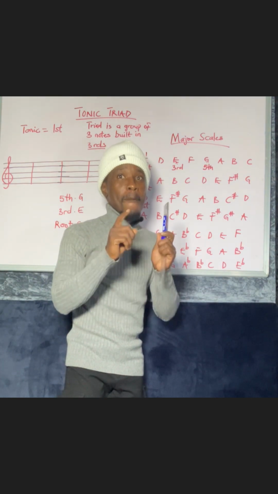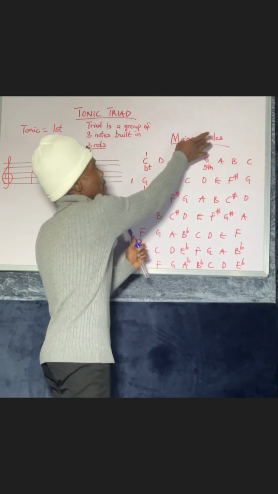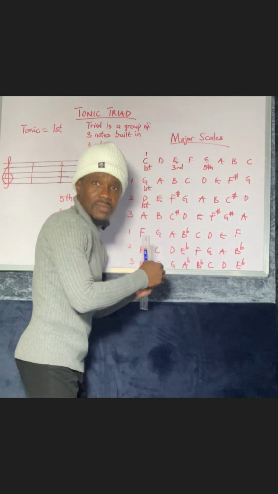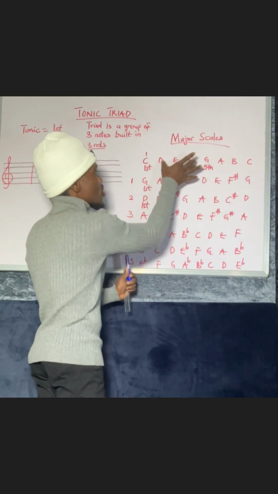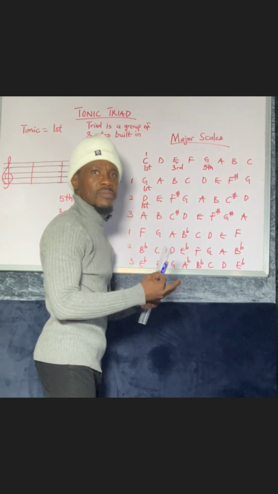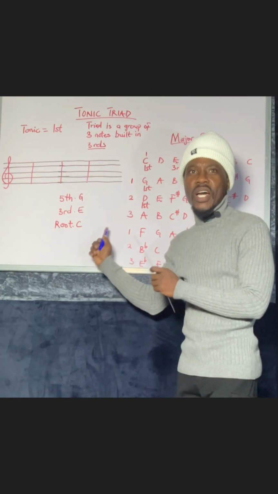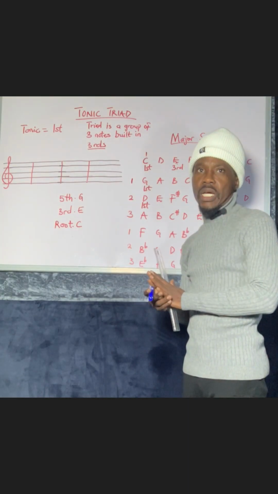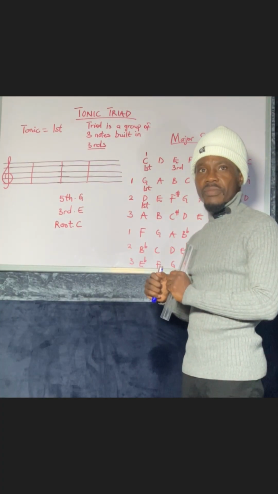It is called what? Major triad. Because the three notes are from what? Major scales. I hope you understand that. The tonic triad here is also called major triad. So we can always say that this formula is the formula for major triad: the root, the third, and the fifth.